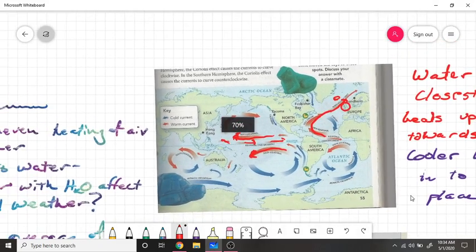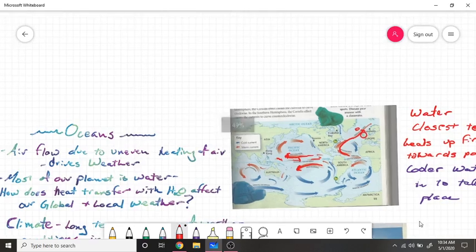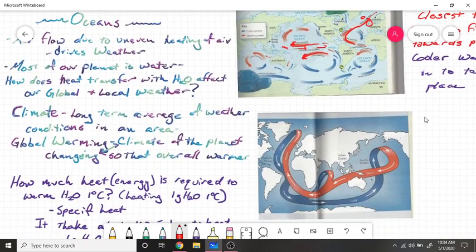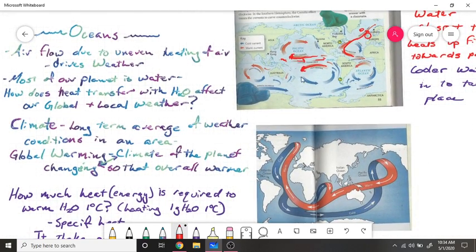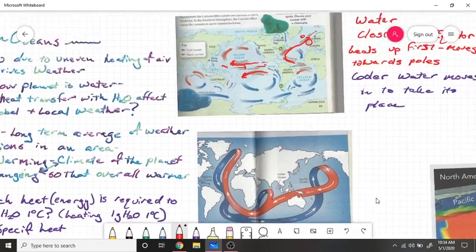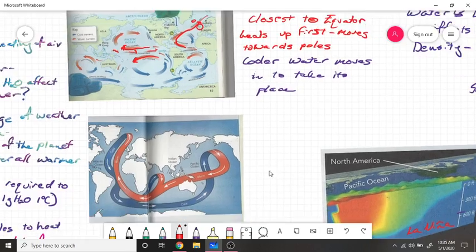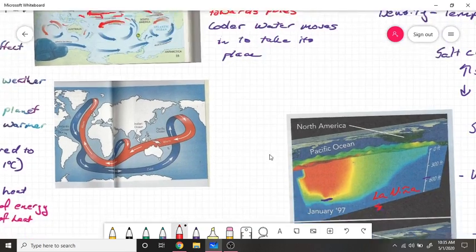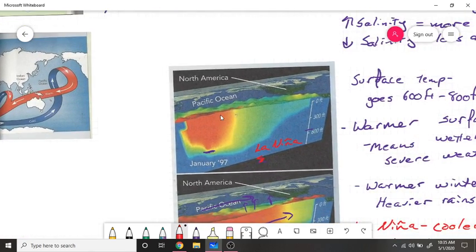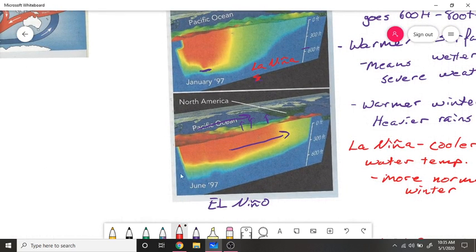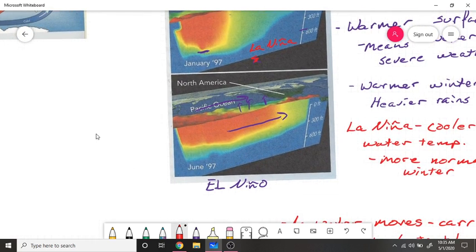So as you guys can see, the uneven heating of the whole planet, both the air and the water, affects our weather. And it's not just the heating on the surface, but it is the heating of the whole volume from the surface down, or in the case of air, from the surface moving upwards.